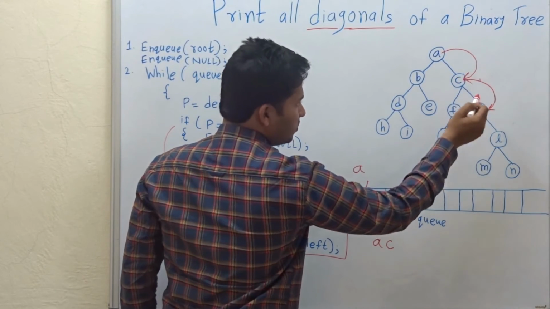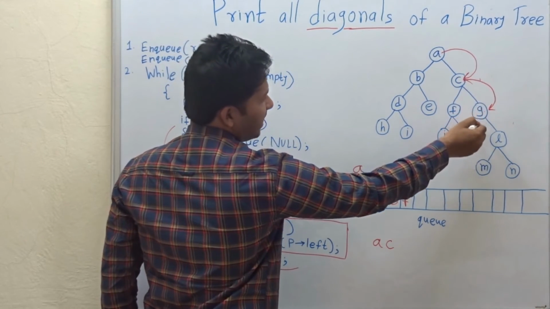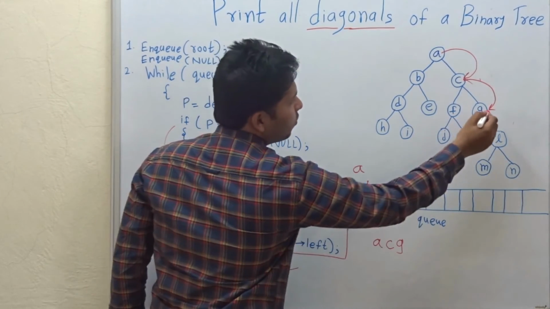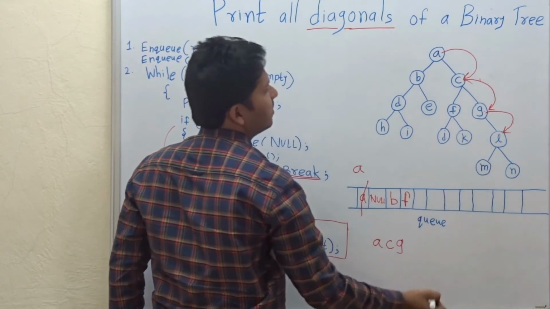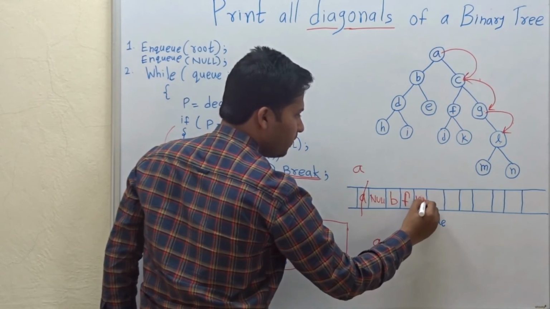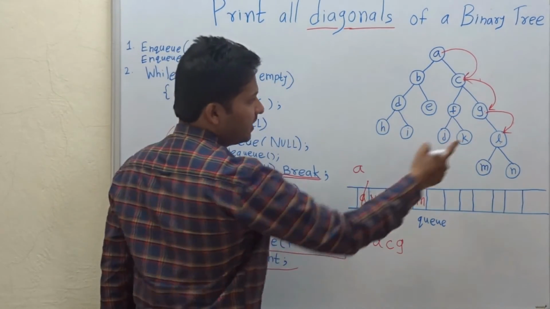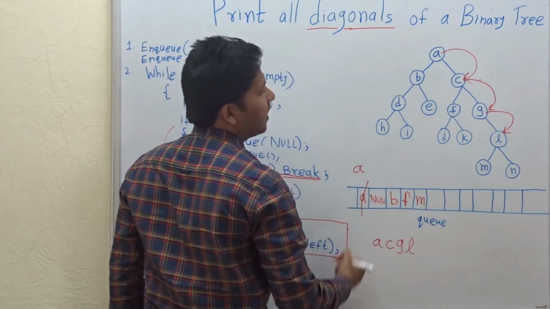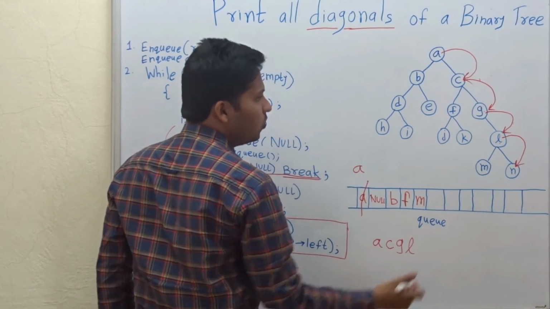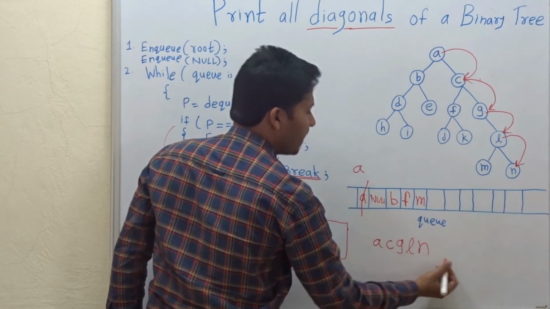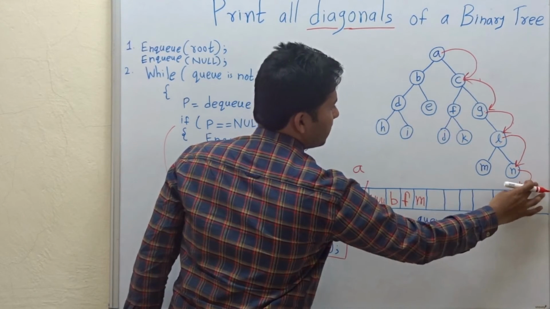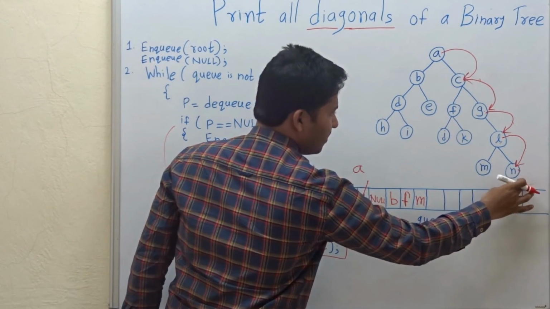So P will go to G now. Whether G has left child? No. So just print G and go to the right child. Whether L has left child? Yes, it has. So enqueue the left child, print L and go to the right. Whether N has left child? No. So just print N and go to the right. Right is null. So there is no node to the right.